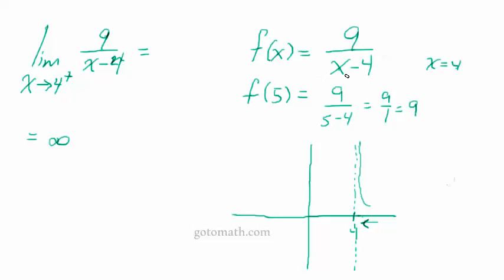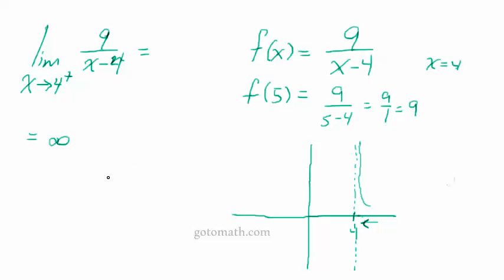So this is the reason why we focused on vertical asymptotes, so you can sketch it out and see what's going on, right? So this tells us the behavior of the graph, going to positive infinity.